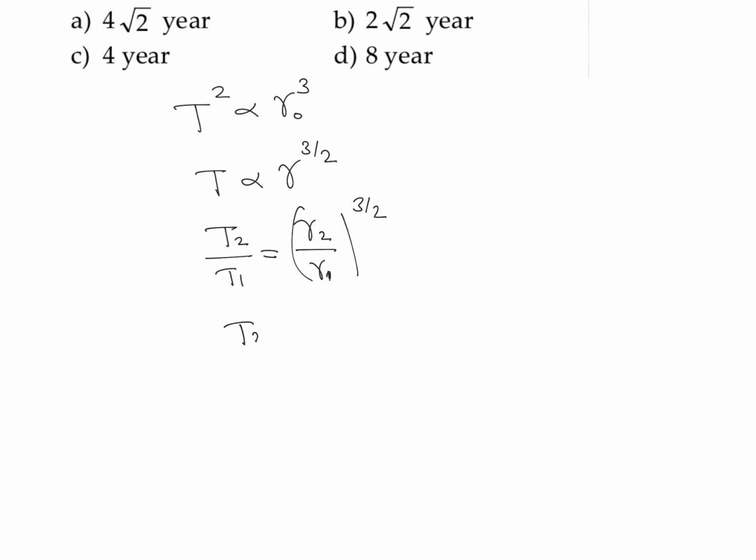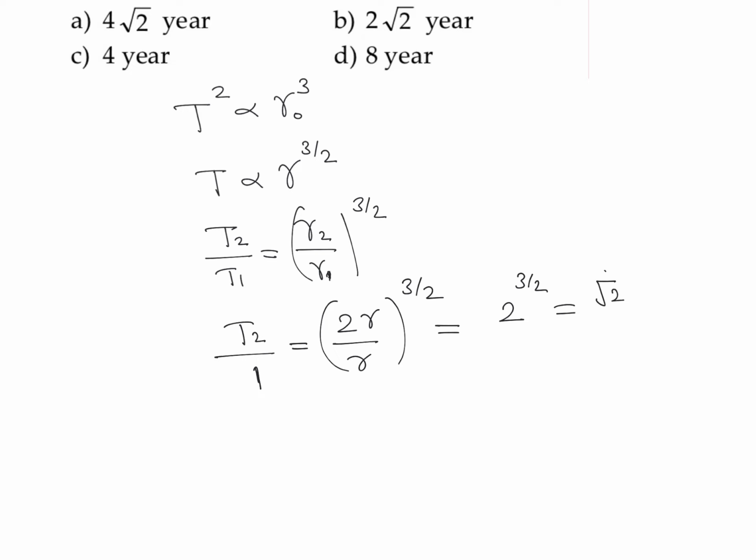So you can write the time period in the second situation by the time period in the first situation, which is nothing but 1 year, is equal to the radius in the second situation, which is 2r, and the radius in the first situation, which is r, because in the question it is given that it is increased by 2 times. So we can write this is equal to 2 raised to 3 by 2, or you can write 2 raised to 1 by 2, raised to 3.